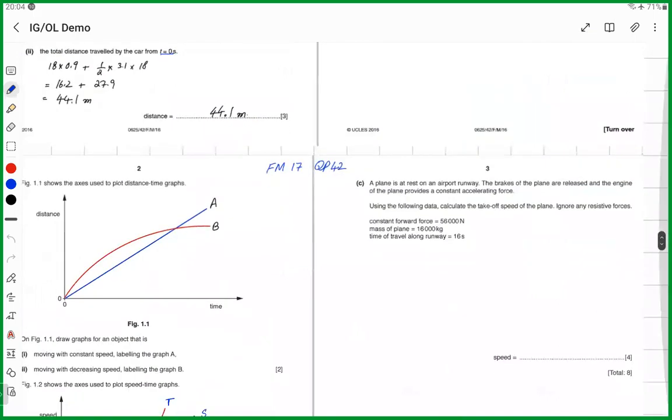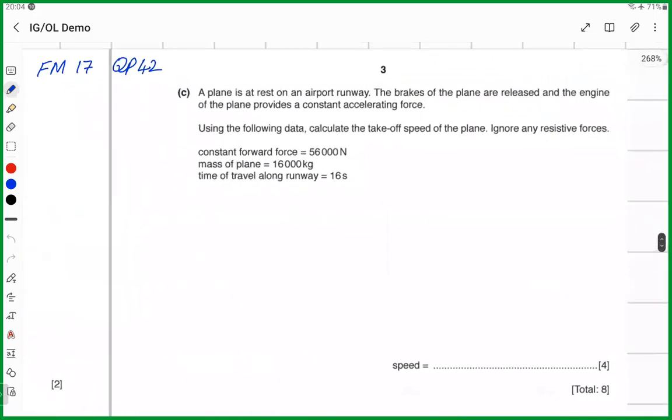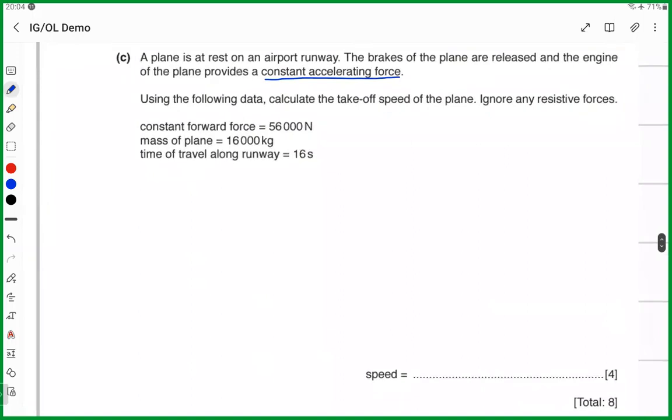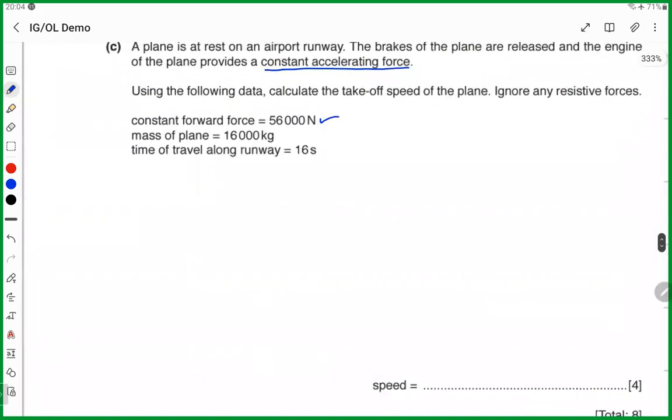Start. Yesterday we were solving questions, and this is the part that we left at. A plane is at a runway on an airport. The brakes of the plane are released, and the engine of the plane provides a constant accelerating force. Okay, the force is constant. Using the following data, calculate the takeoff speed of the plane. Ignore any resistive force. So constant forward force is 56,000. Mass of the plane is this, and time is this.